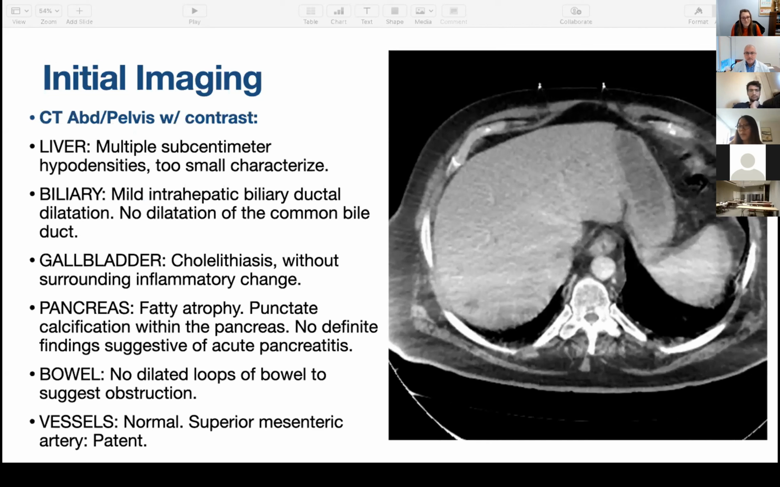We also did a CT abdomen and pelvis with contrast. For his liver, it showed multiple subcentimeter hypodensities, but they were too small to characterize. And for his biliary system, there was mild intrahepatic biliary duct dilation, no dilatation of the common bile duct. For his gallbladder, there was cholelithiasis without surrounding inflammatory change. For his pancreas, there was fatty atrophy and punctate calcification within the pancreas. There were no definite findings suggestive of acute pancreatitis. For his bowel, no dilated loops of bowel to suggest obstruction. And for vessels, it was normal. And the SMA was patent.